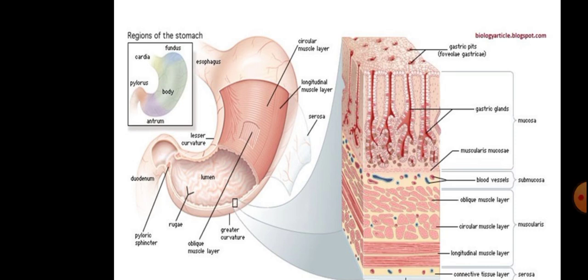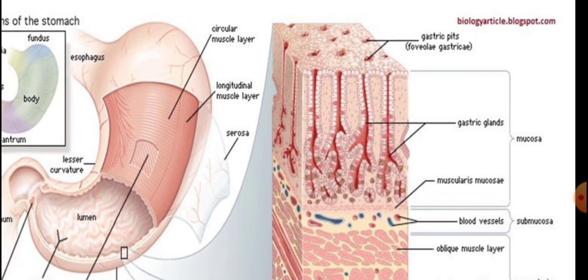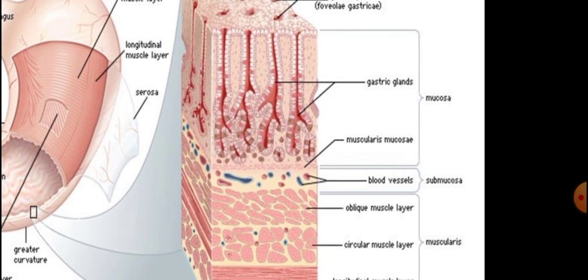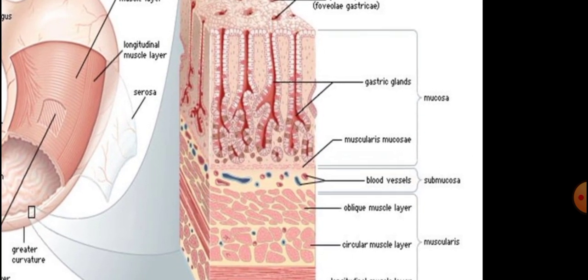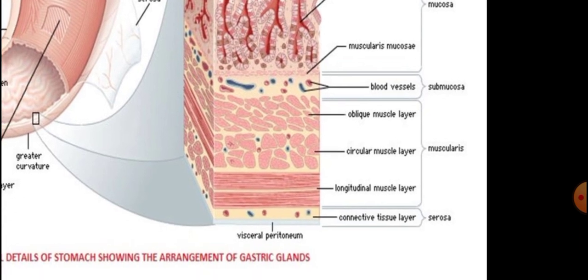And you can see here the mucosa lining is followed by the submucosa, and the submucosa is composed of blood vessels. Then there are connective tissues, then there are lymph vessels. These are present in the submucosa layer. Then there is a muscularis externa.